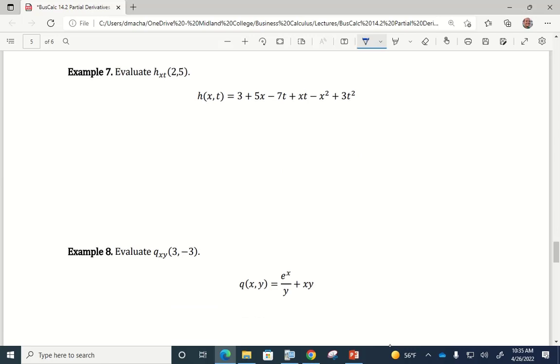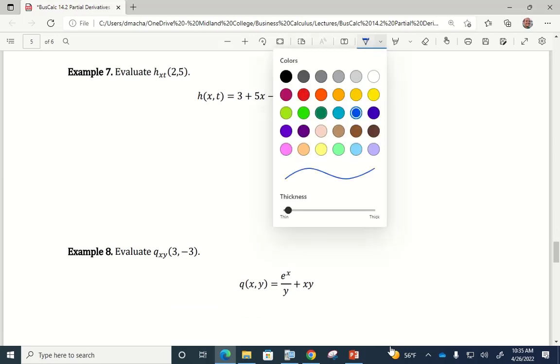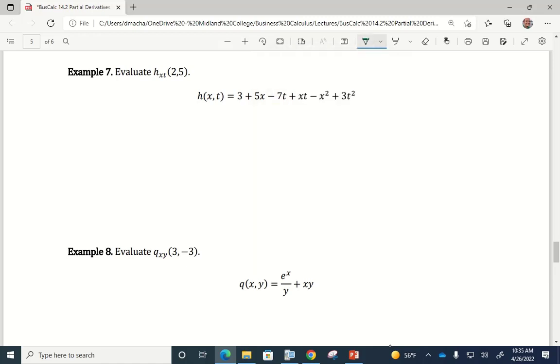Okay, so now I have h as a function of x and t. So h is going to be my dependent variable, x and t are my two independent variables. And I'm going to want to evaluate h_xt at the point where x is 2 and t is 5. And so I'll need to find what is that mixed partial. I'm also going to need to find one of the single derivatives.